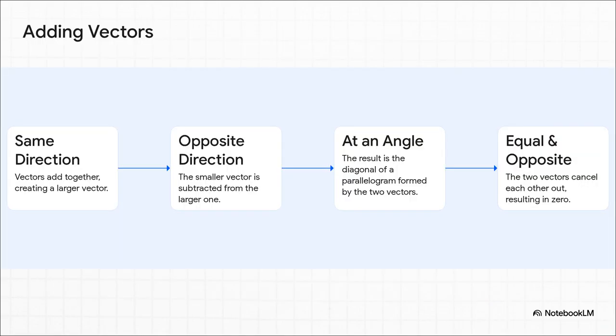So what happens when you have more than one of these arrows, these vectors? Well, it's pretty intuitive. If they're pointing the same way, you just add them together. You get a bigger, stronger vector. If they're pointing in opposite directions, they kind of fight it out, and you subtract the smaller one from the bigger one. What if they're at an angle? Well, they combine to form a new vector, pointing somewhere in between. And if you have two vectors that are exactly equal but pointing in opposite directions, poof, they cancel each other out completely. Gone. This whole idea of combining vectors is going to be super important, so keep it in mind.